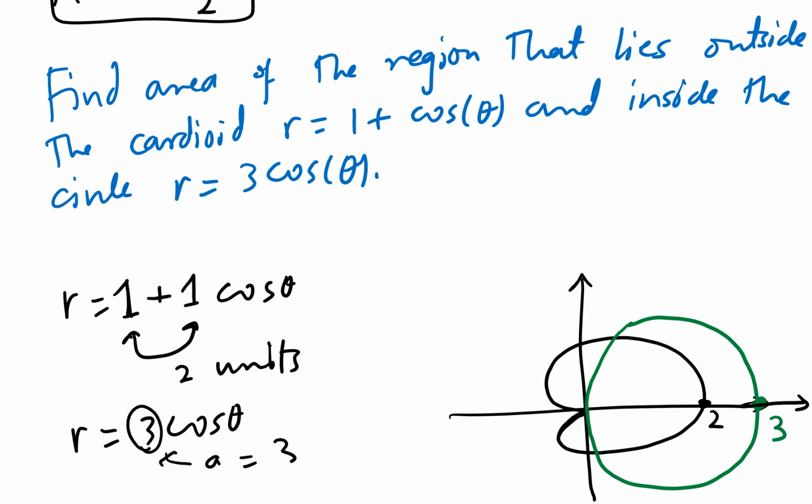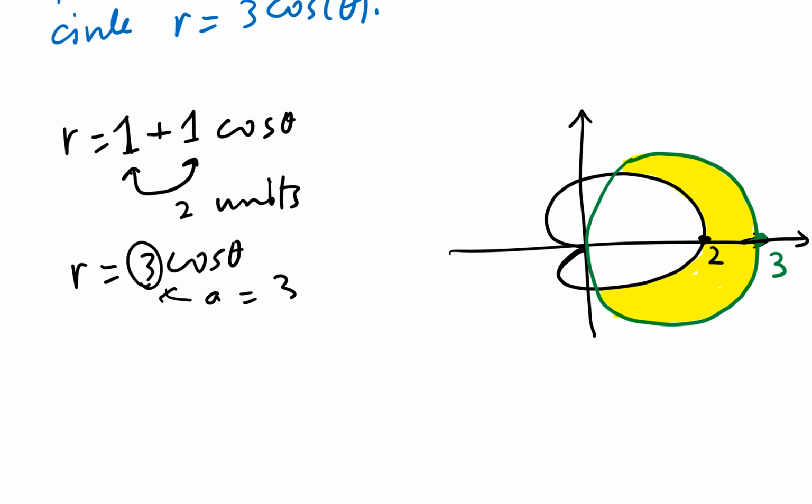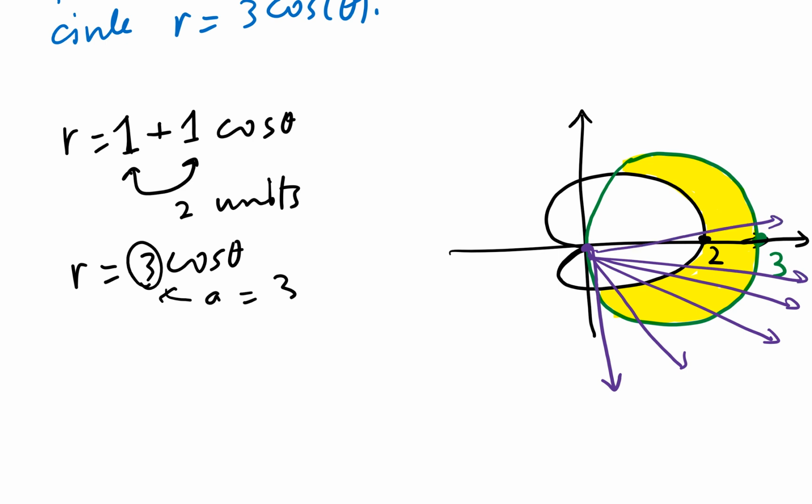So they said, find the area of the region that lies outside the cardioid but inside the circle. So they're talking about this region. To find this, the most important thing is the bounds. If you shoot the first arrow, it goes here, and then it keeps going if you keep shooting arrows like that, all the way to the last one. So this is my alpha, that's my beta.